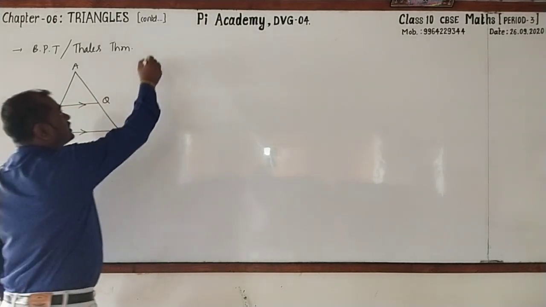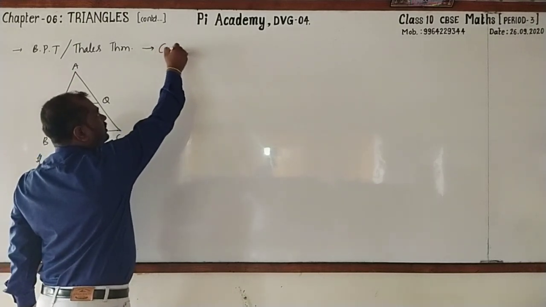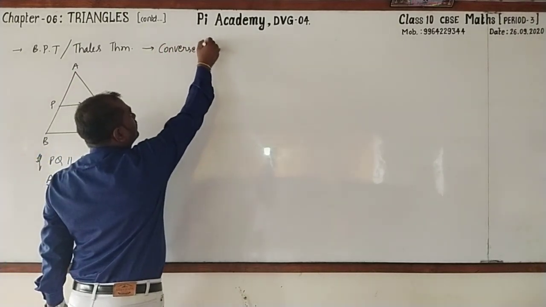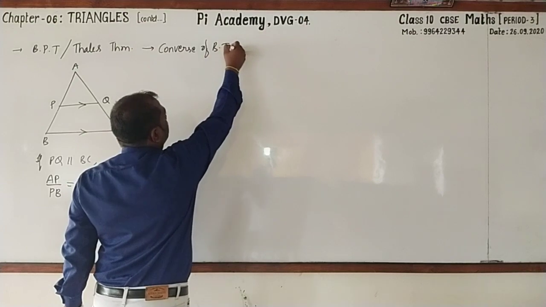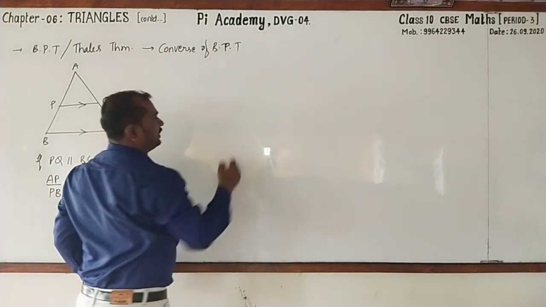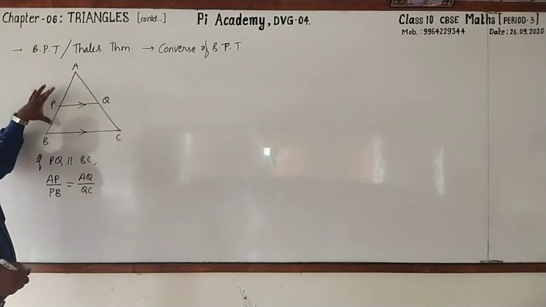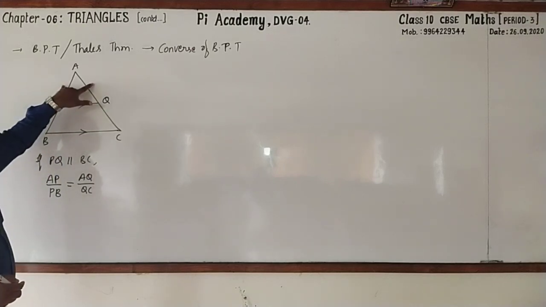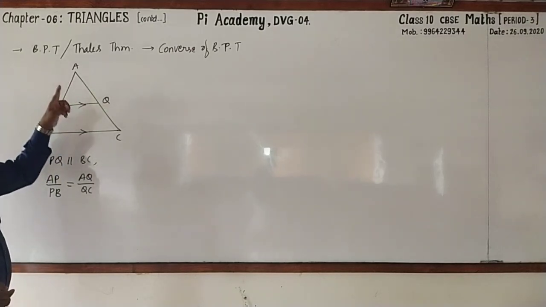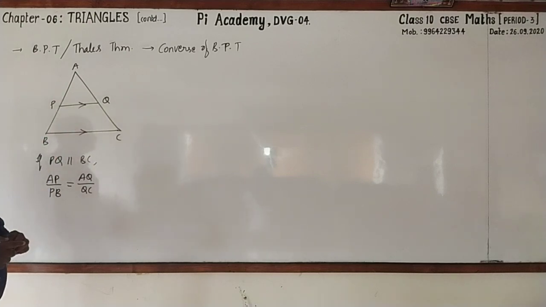Next, what is the second statement? It is the converse of BPT. Then what is its statement? See, if a line is drawn in a triangle such that it divides two sides proportionately, then it will be parallel to the third side.